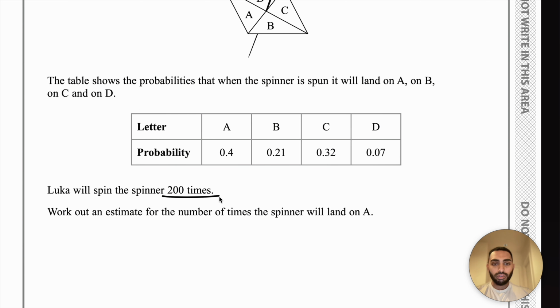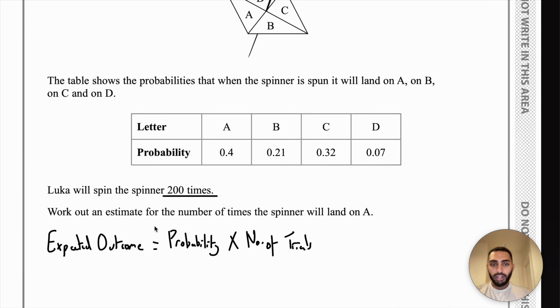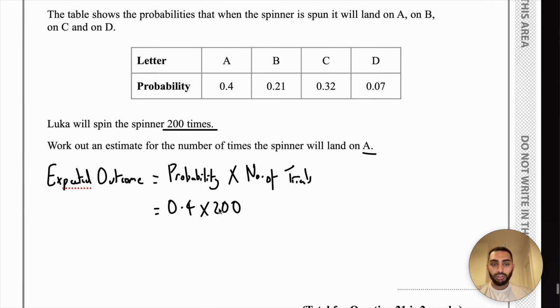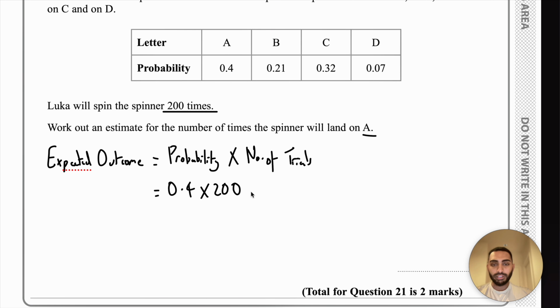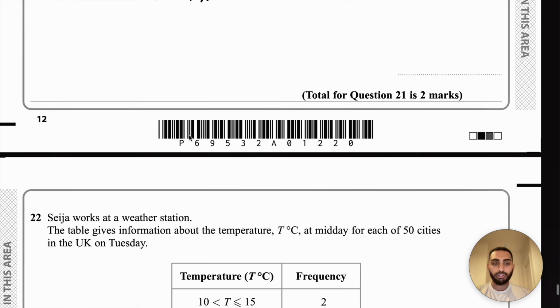Luca will spin the spinner 200 times. Work out an estimate for the number of times the spinner will land on A. The formula that we're going to be using here is expected outcome. How many times do we expect A to be landed on if we spin it 200 times? So we need the probability multiplied by the number of trials. Here, the probability of A is 0.4 and the number of trials is 200. That's the amount of times we're doing it. 200 times 0.1, dividing it by 10 is 20, and timesing it by 4 would be 80. So we expect it to land on A 80 times out of those 200.